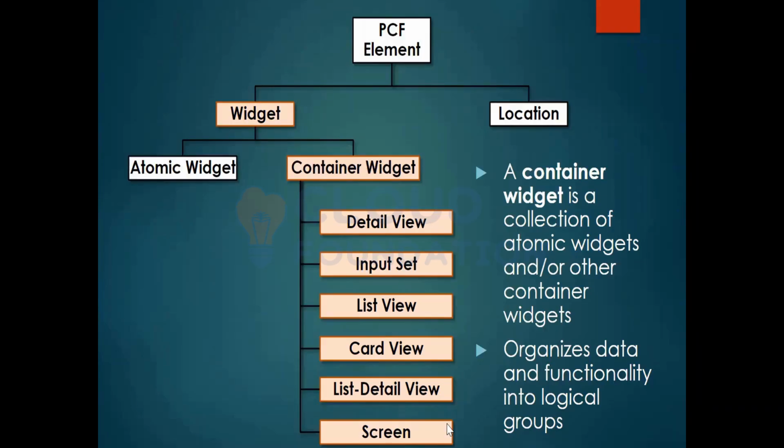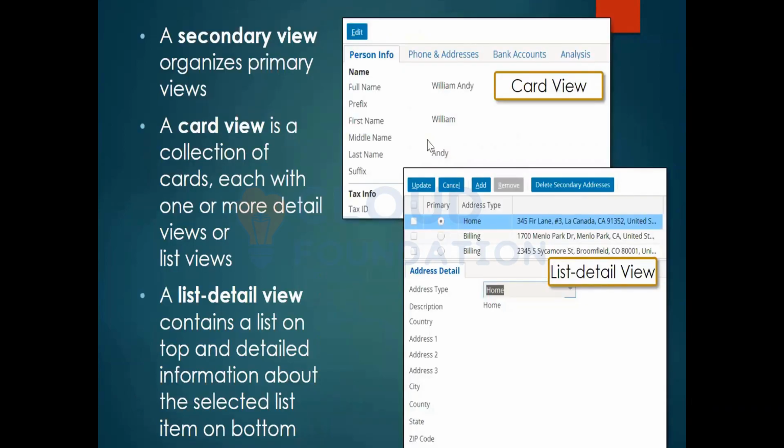If you want to refer an input set to the screen, first we have to refer it to the detail view. Then that detail view we have to refer to the screen. In secondary views, we have card view. List detail view is also a type of secondary view.